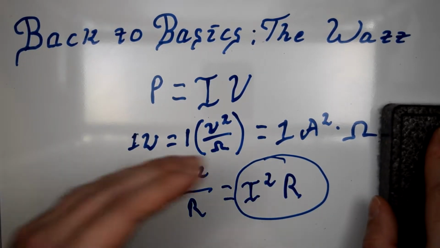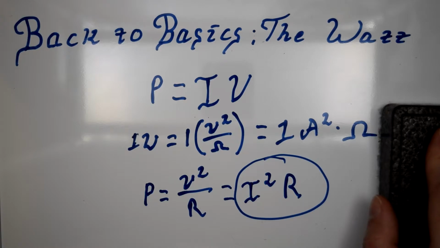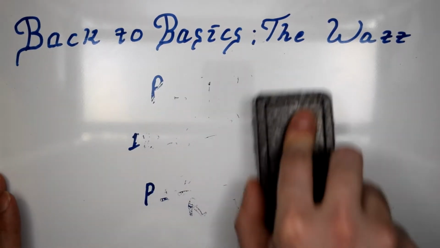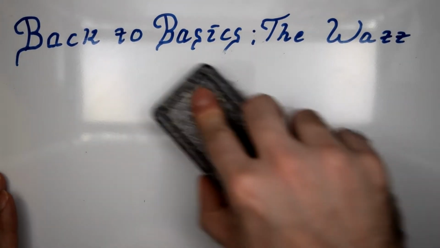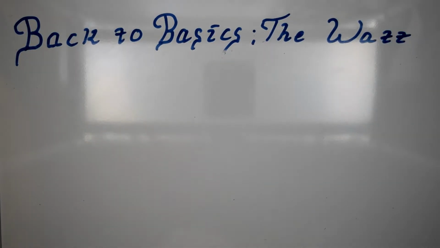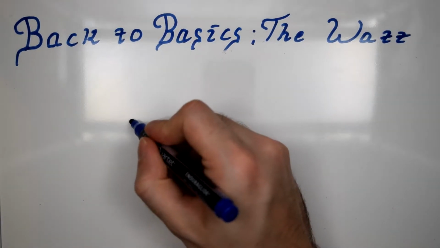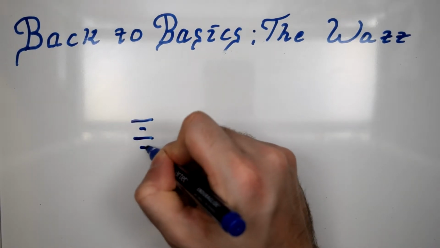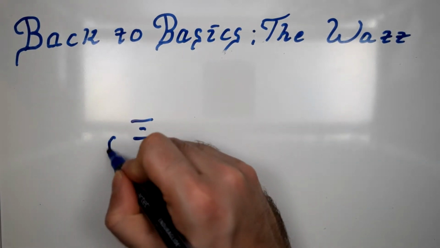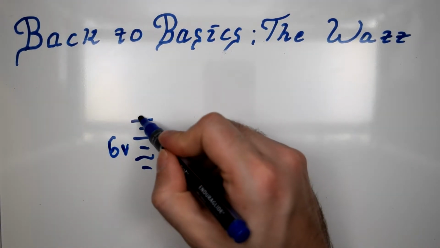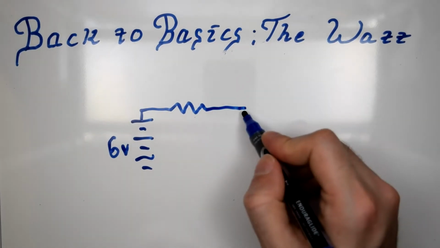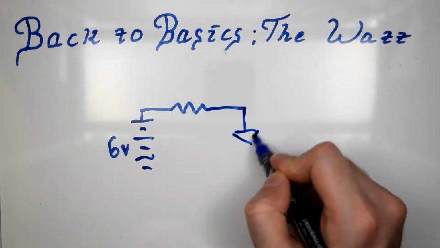Now, I will also refer to I squared R losses in electronics, and we'll take a quick look at an example here. I'll just bang out a quick circuit. We'll put in a 6-volt source here, and then we're going to have a resistor, and then we're going to have an LED.